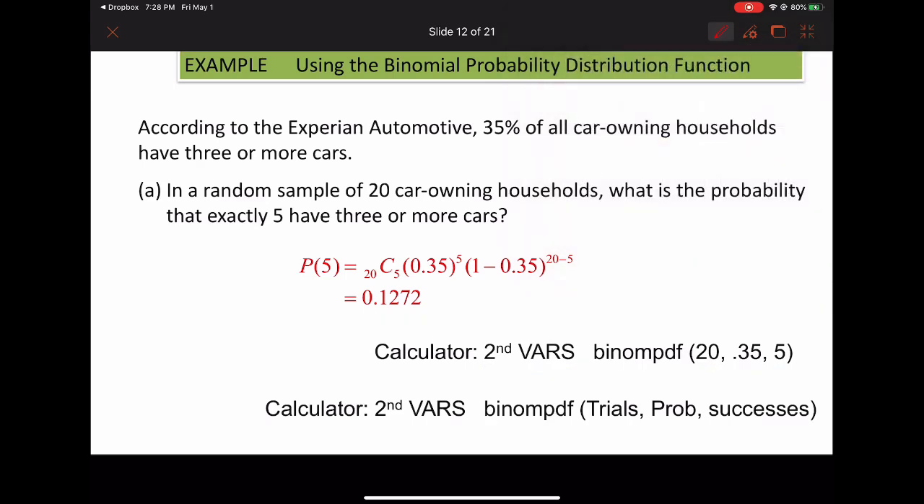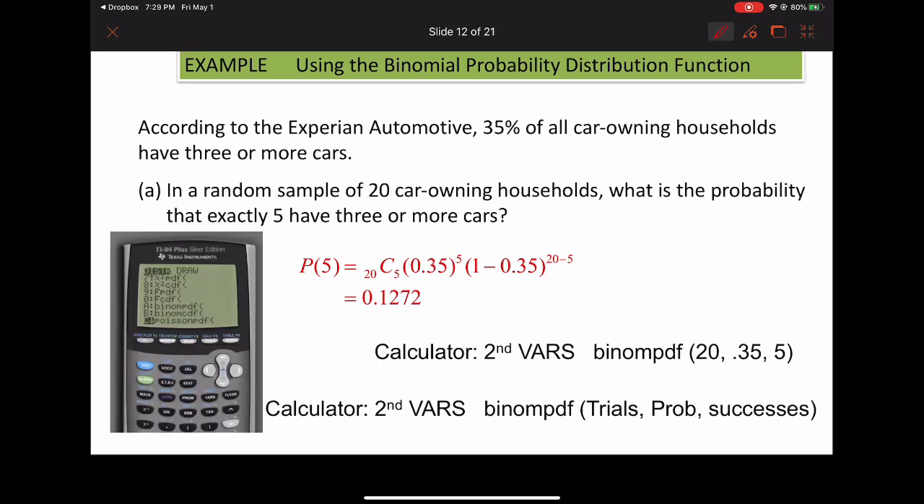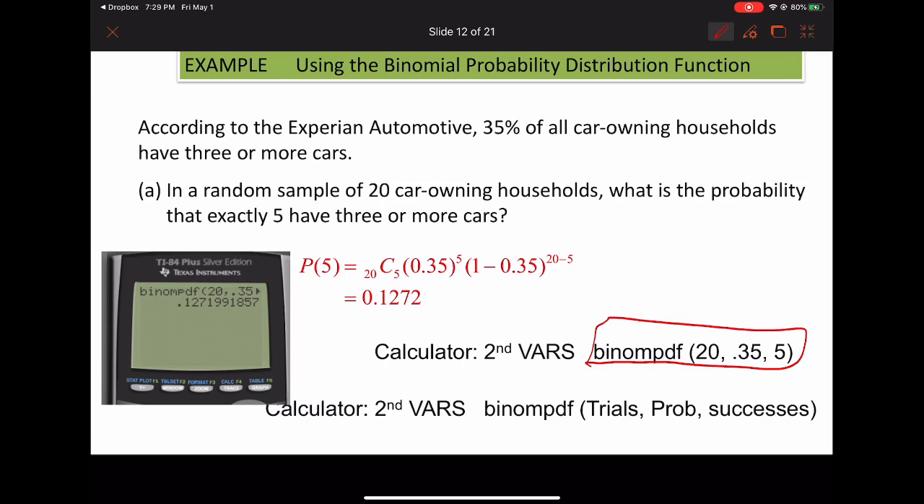My on-screen calculator is a TI-84. What it's going to look like when you put that in is it's going to show you trials, P, and X value. So your trials is 20, P is the probability, the 0.35, and the X value is the number of successes. You put in 5. If you have a TI-83, you're going to have to put it in like this over here. When you go down to paste, hit enter. You might have to hit enter a couple times. You'll get the answer right there.